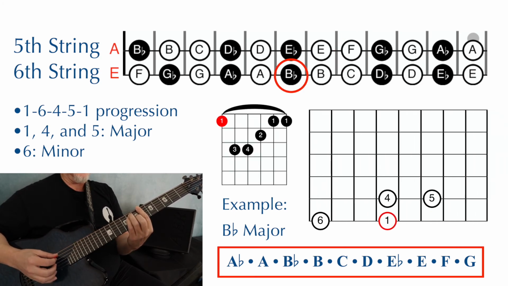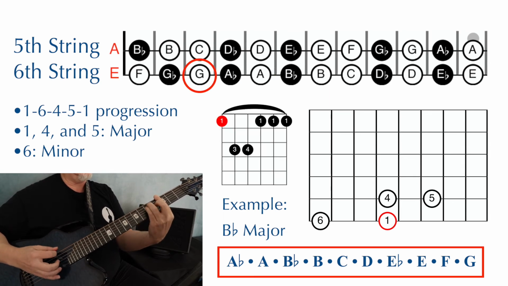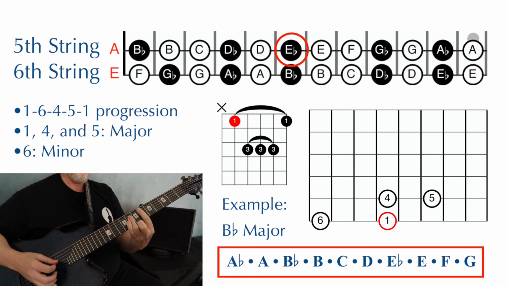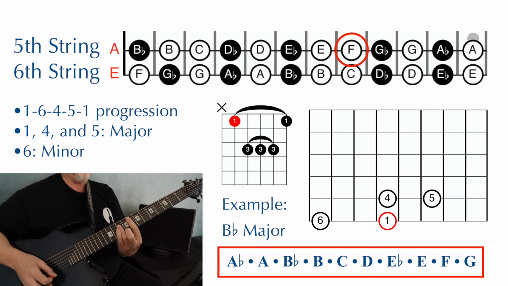And we can use the other diagram as well. 1, 6 is minor, 4, 5, and 1.